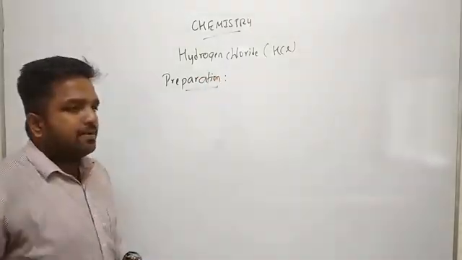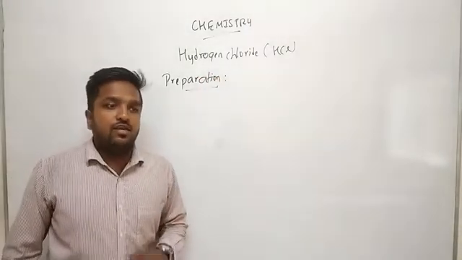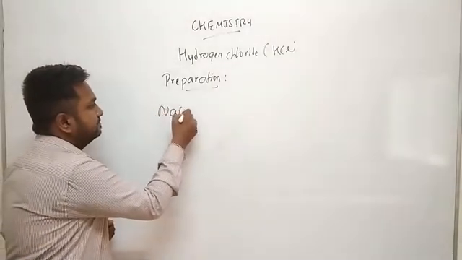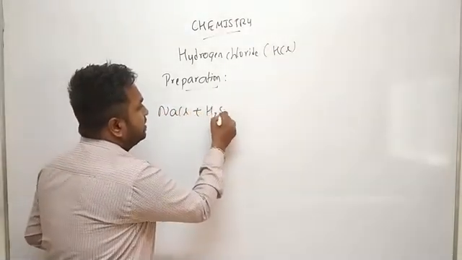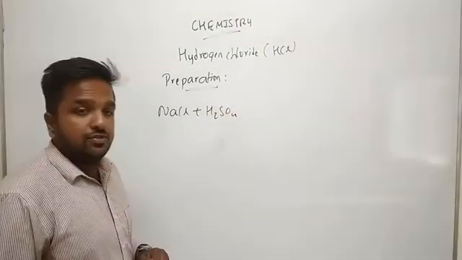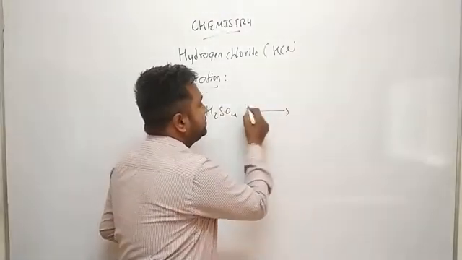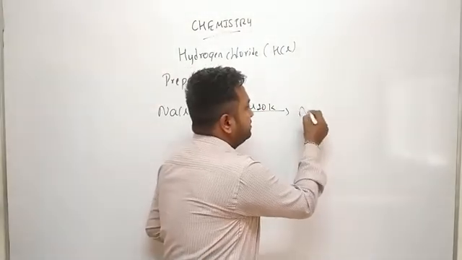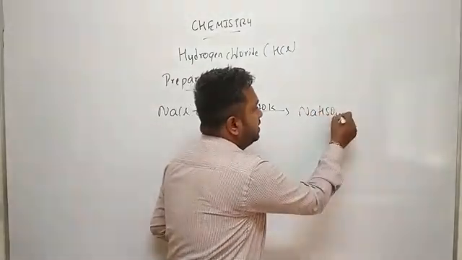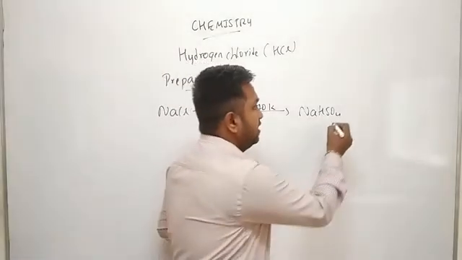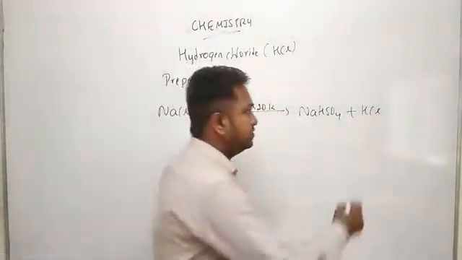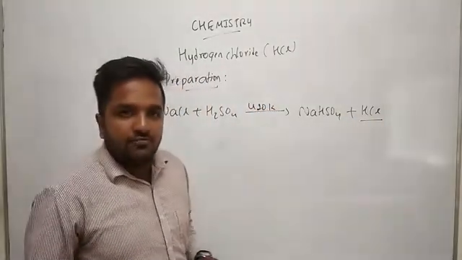So generally we prepare hydrogen chloride by using sodium chloride and sulfuric acid. When sodium chloride is treated with H2SO4 at the temperature of 420 Kelvin, it forms sodium hydrogen sulfate, also known as sodium bisulfate, with HCl, hydrogen chloride. This is the compound we need.